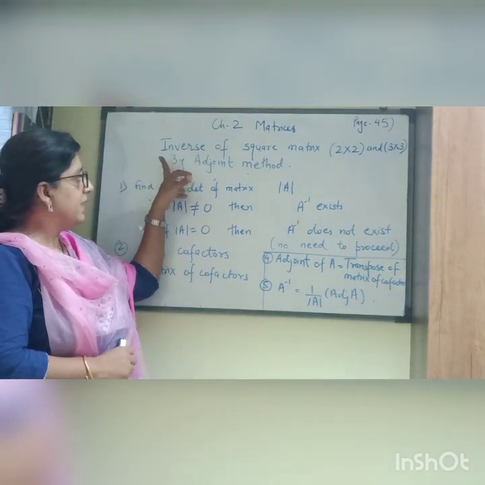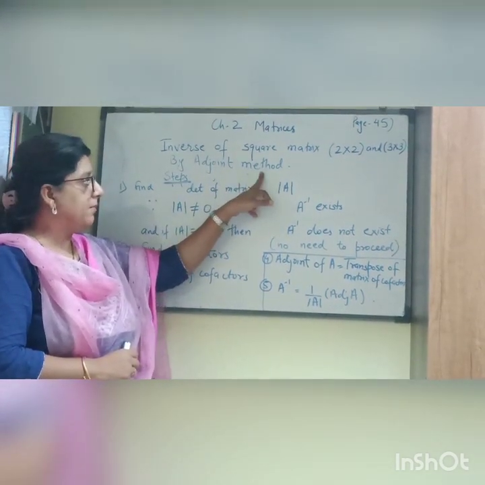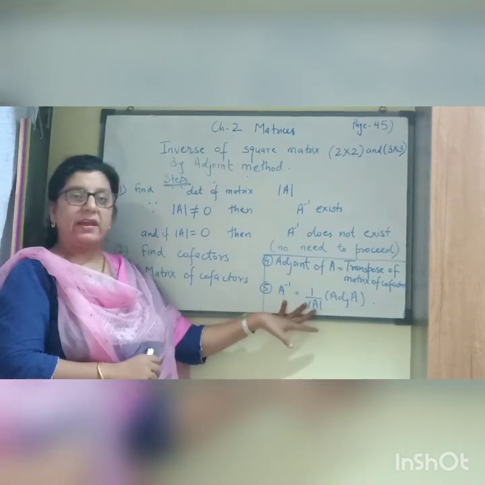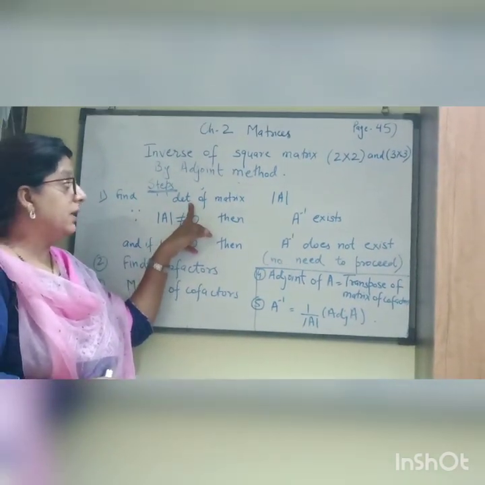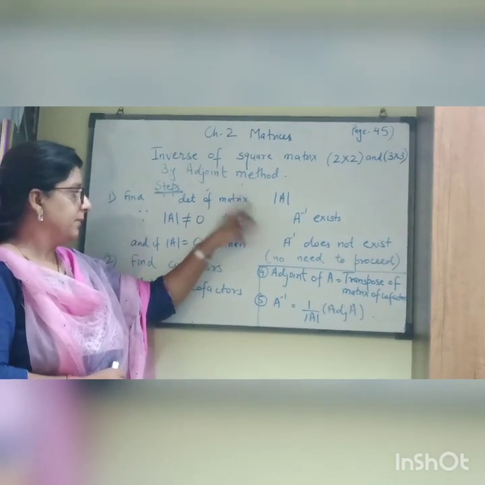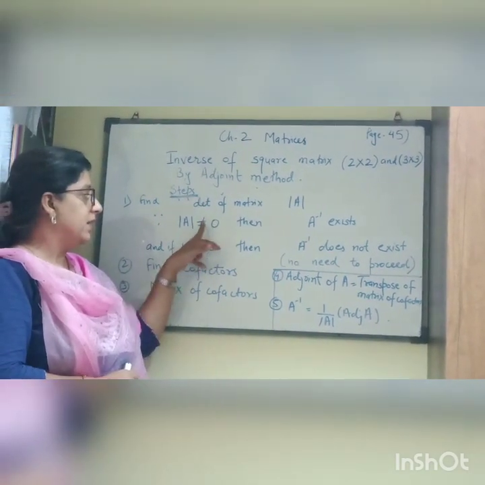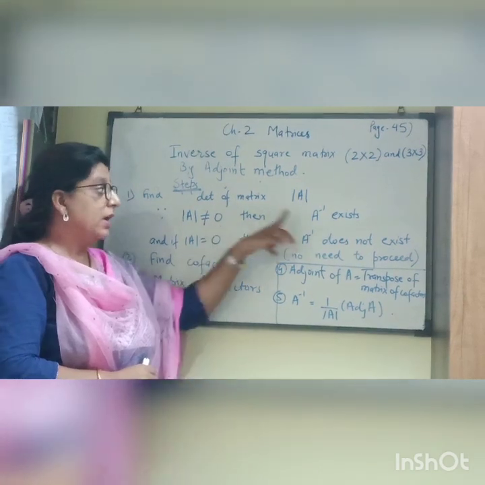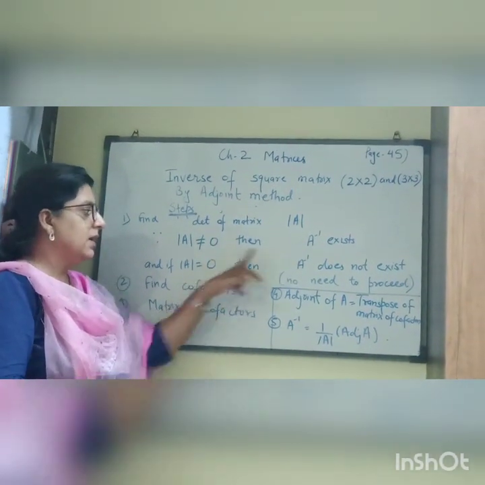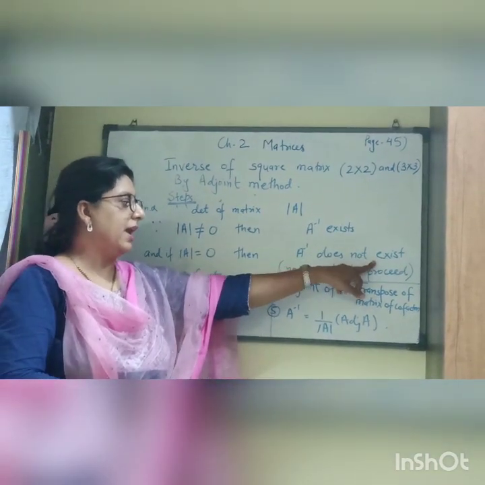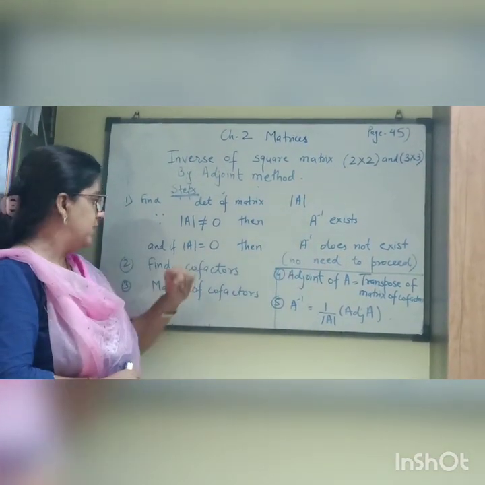The first method is the adjoint method. In all, there are 5 steps. First, you have to find the determinant of the matrix. If the determinant is not equal to 0, then only A inverse exists. Otherwise, the inverse does not exist. You can take a screenshot of this.